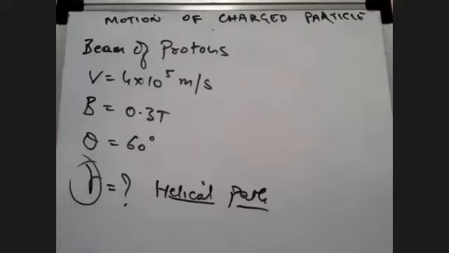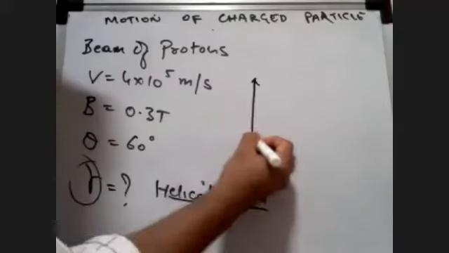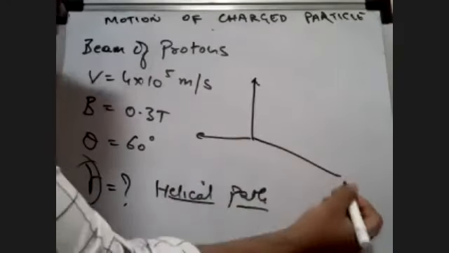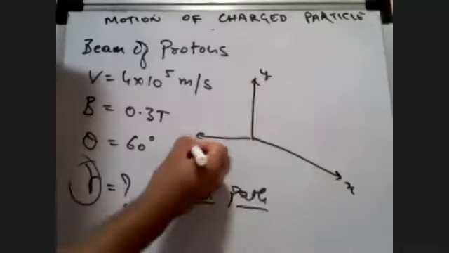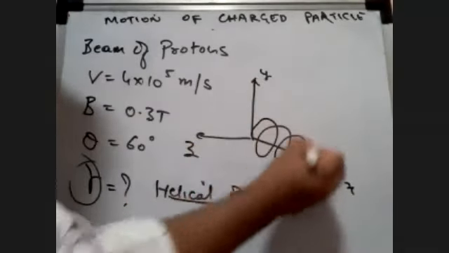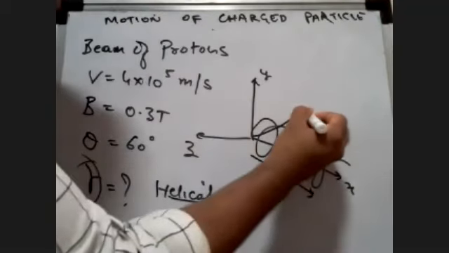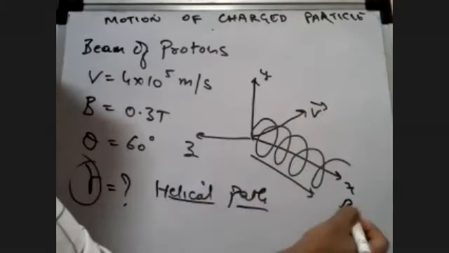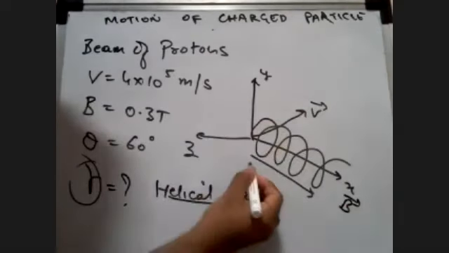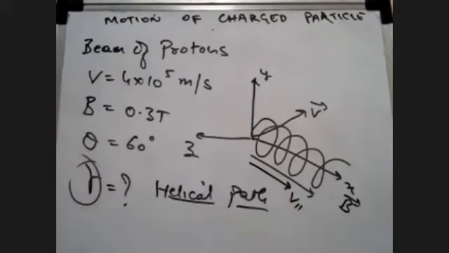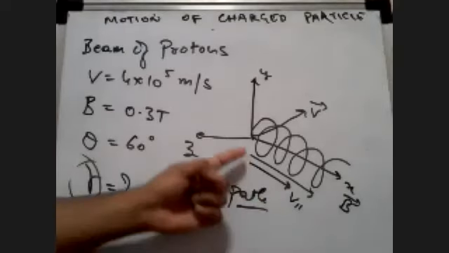Sir, we will find the component of velocity along the magnetic field. So you are telling me, if we draw this, suppose this is x, this is y, and this is z, and there is some helical path here, caused because of a velocity vector v, and this is the magnetic field, you're telling me to find the v parallel component. Is it v parallel component? Yes, sir.